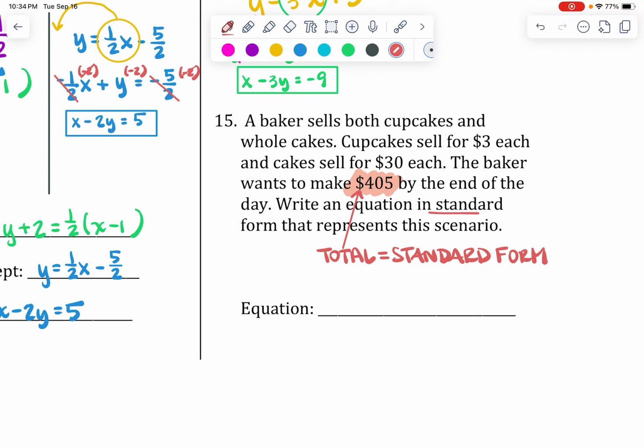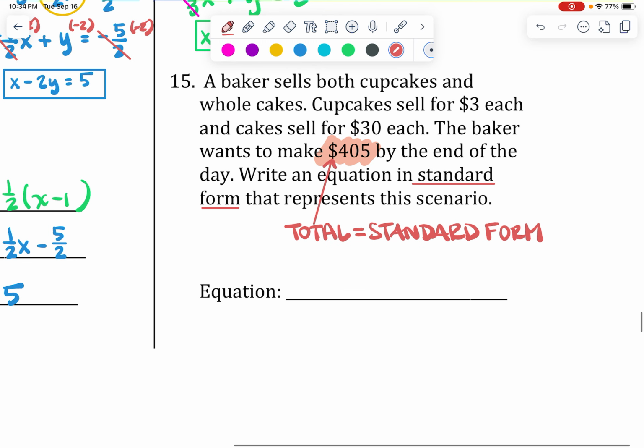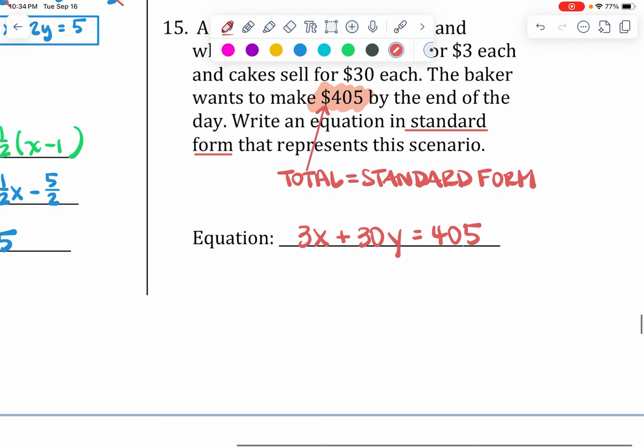Right? Now, I know they're reminding you in the problem to use standard form, but we should have known that anyway. All right, so $3 per cupcake. I'm just going to make cupcakes X, plus $30 per cake. I'm just going to make cakes Y. And you add that all together and you should get 405 total.